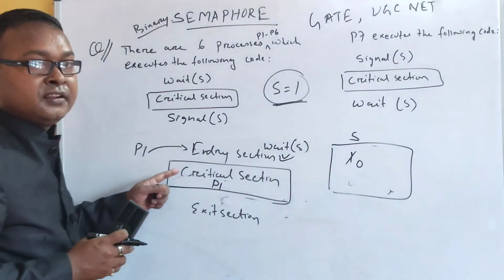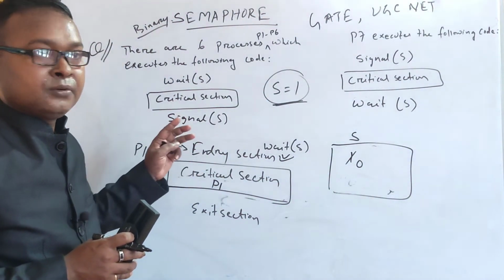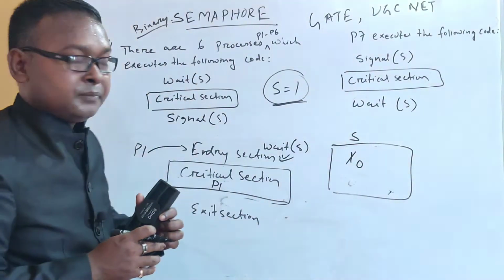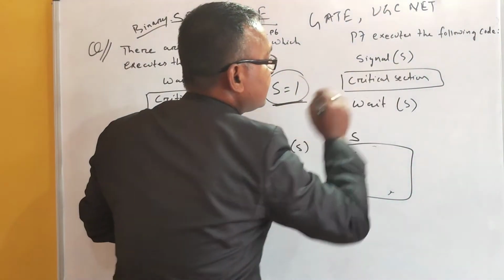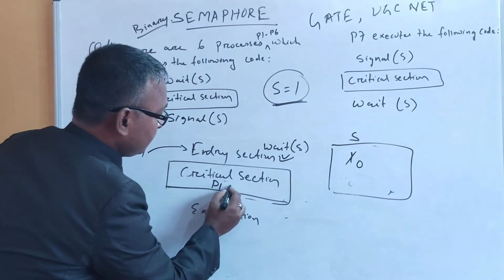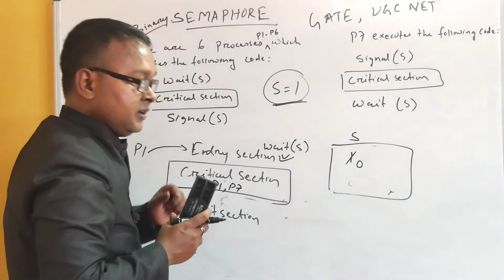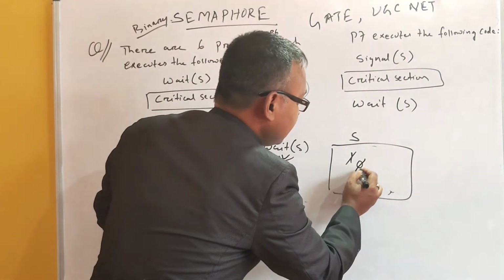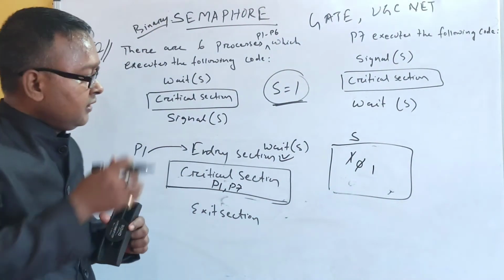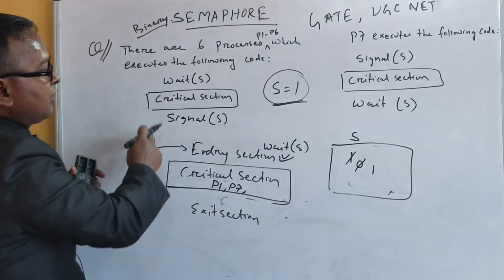P2 wants to enter. No, it cannot enter. P3, no. P4, no. P5, no. P6, no. Because the semaphore value is 0. But can P7 enter? Yes. P7 can enter by executing this particular code, signal S, right? So right now P7 enters into the critical section, thereby incrementing the semaphore value from 0 to 1, right? So right now, can any other process enter into the critical section out of these?